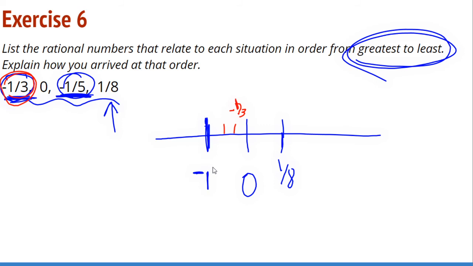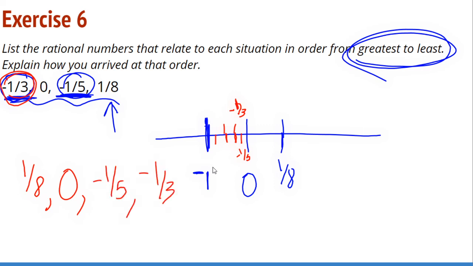Now this other fraction is counting in fifths. 1, 2, 3, 4, and I wish that I was better at drawing. But hopefully you can see that the pieces of this negative 1/5 are going to be much smaller. So only one of them is going to be closer to 0 than one of the thirds. So if I'm putting them in order from greatest to least, I've got 1/8 as my greatest, and then I've got 0, and then I've got my negative 1/5, and then I've got my negative 1/3.